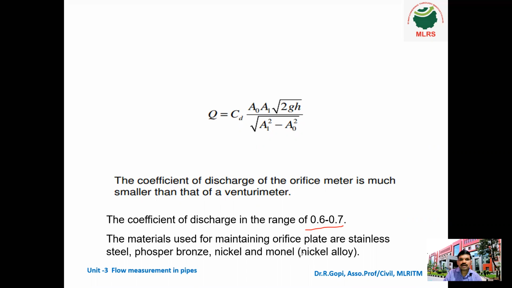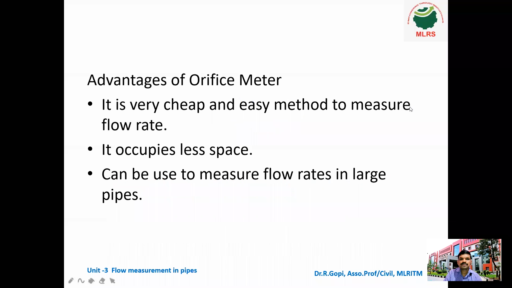The materials used for making the orifice plate are stainless steel, phosphor bronze, nickel, and Monel. Monel is nothing but a nickel alloy. These are all the materials used for making the orifice plate. Okay, now we will move to the problem.